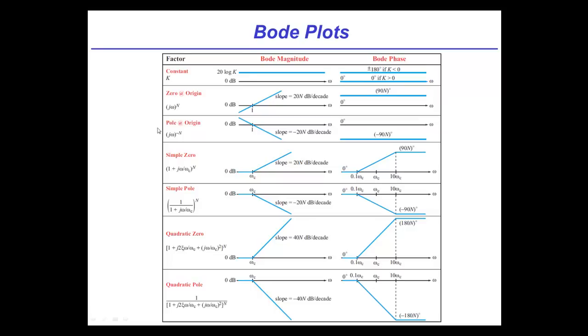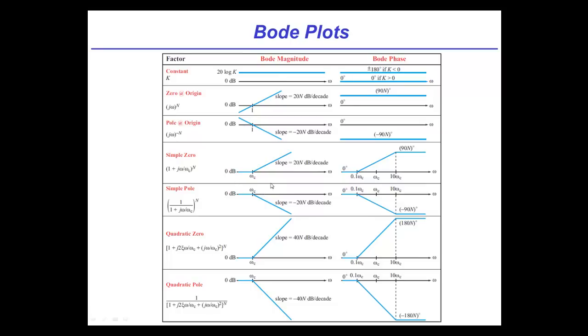So here's what we're going to do. We're going to take an arbitrary transfer function, and then we're going to figure out, using the terms in this table, how to create a Bode plot. We're going to take that transfer function and find representative terms such as these: zeros at the origin, poles at the origin, simple zeros, simple poles, and so on, and use those as components to build a full Bode plot.